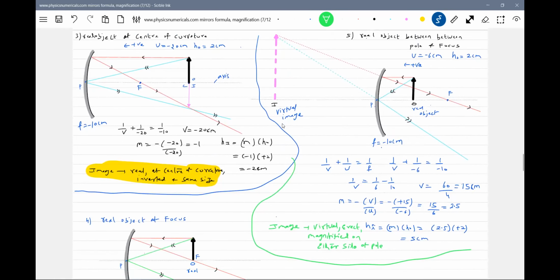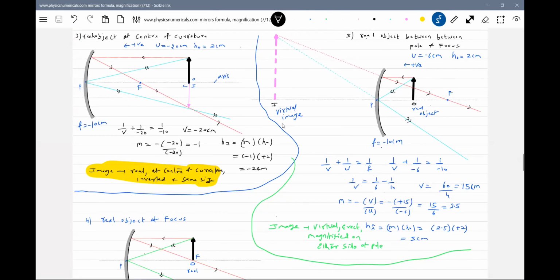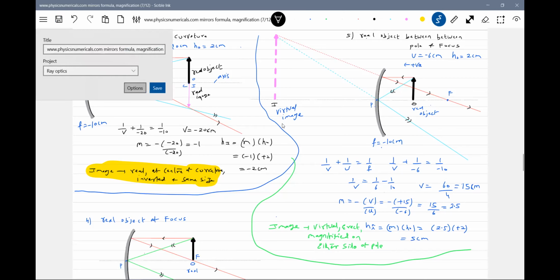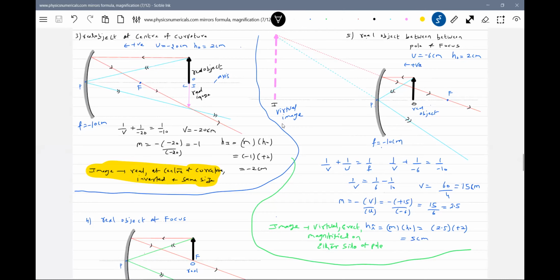Okay, how to trace out real or virtual image? Definitely we are going to take the help of the reflected rays. If the image is formed by the converging reflected rays, it should be a real image. Let me indicate that one. Compare these two, because I wanted to give the idea of real and virtual images also. Okay, this is about the image formation.